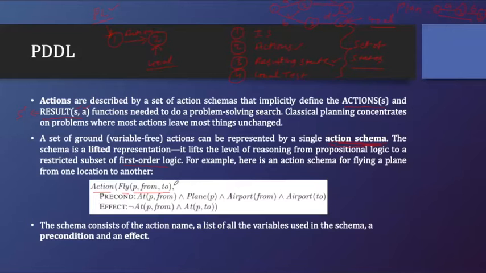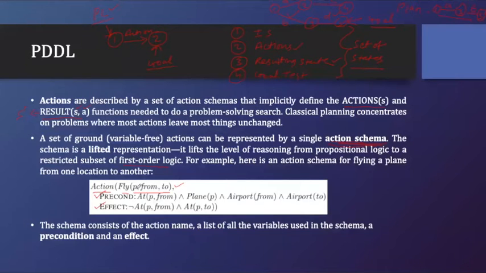This is my action. So PDDL will define the action with two things. One is called precondition, another is called effect. So what is the meaning of precondition? Precondition is, when I want to perform this action, I should have all these conditions satisfied. Then only I can perform the action. So that's why the precondition is written here.